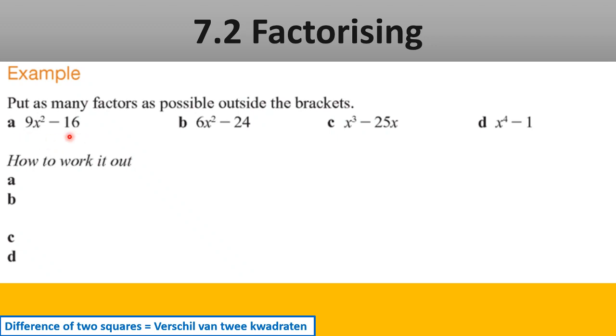We start with this one, 9x squared minus 16. If I want to factorize this, then we have to remember that, for example, if I want to use the form a squared minus b squared, or you could say if I want to use the difference of two squares, I should know that this is a square and 16 is a square. 9x squared is the same as 3x squared, because 3x times 3x is 9x squared. And 16, well, 4 squared is 16. So how do I now factorize this?